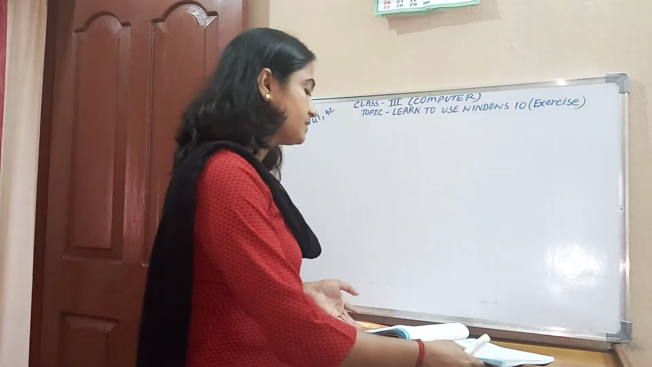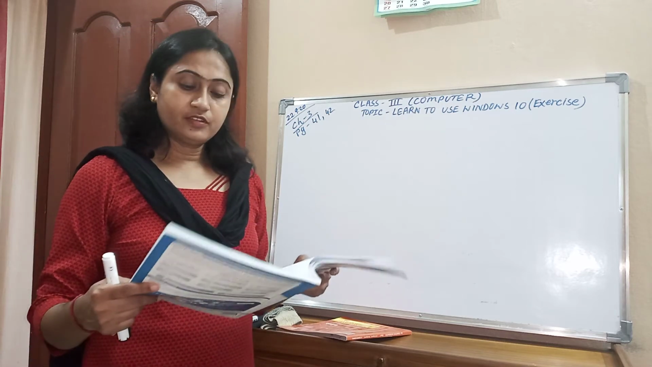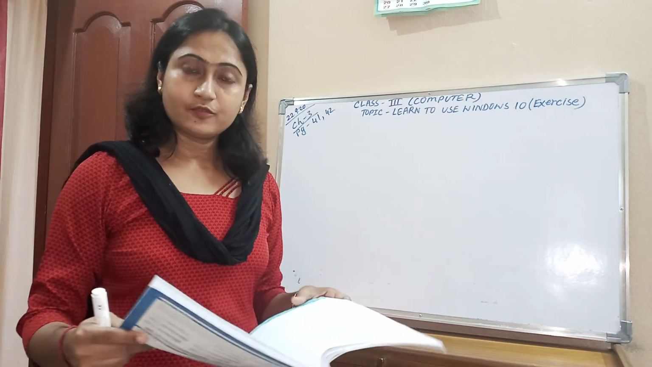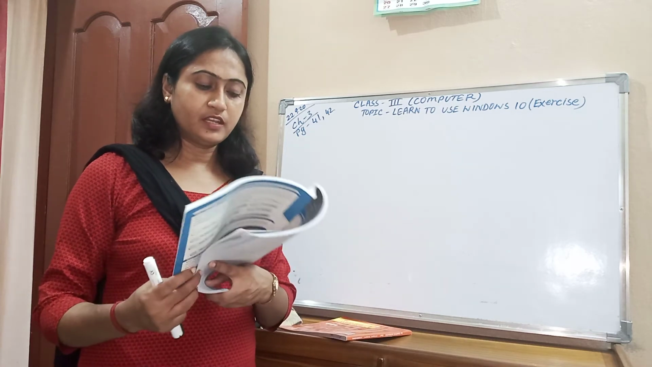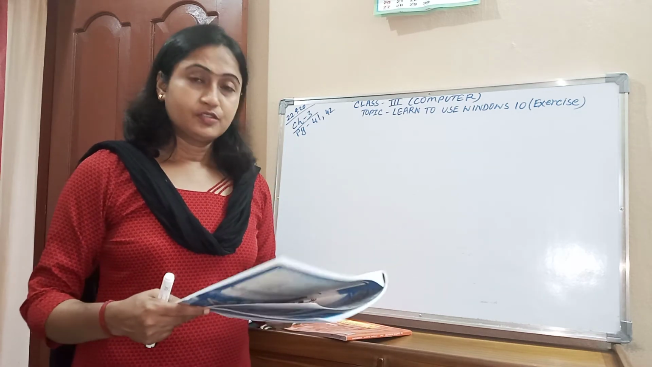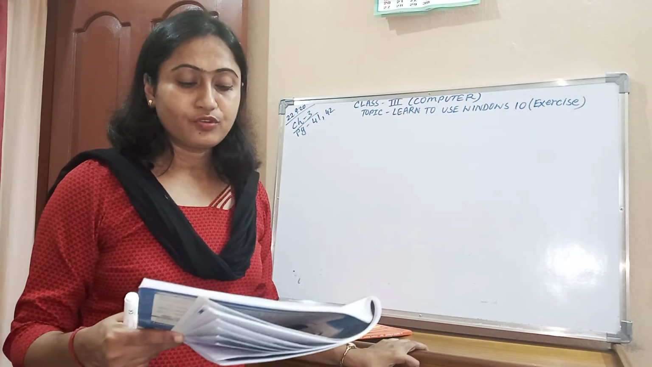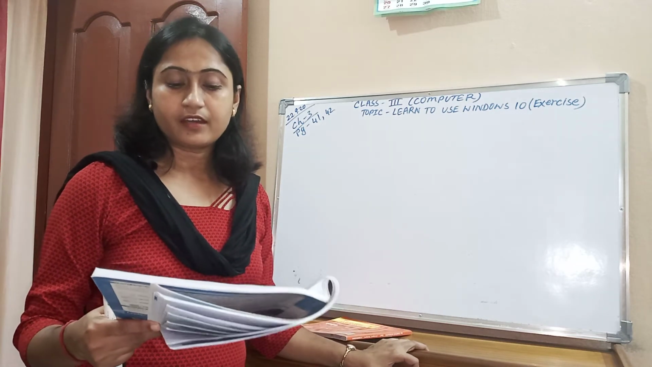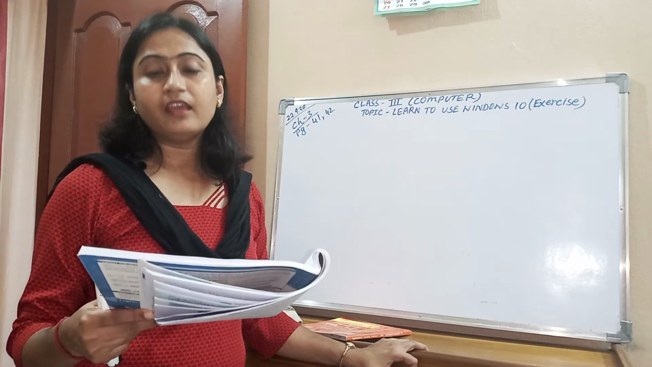In the previous class I discussed chapter number 3, Learn to Use Windows 10, short answer type questions. A, B and C are completed. Questions number 1, 2, 3 are completed. Today I will discuss question number 4. What is desktop background? How can it be changed?